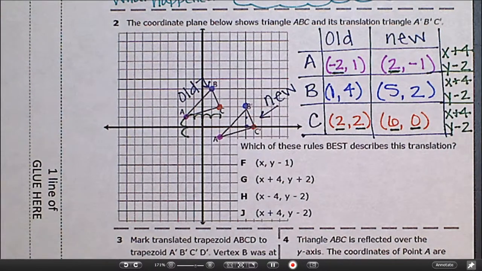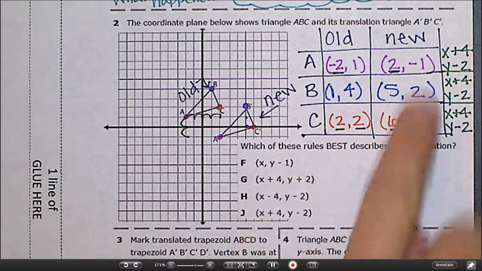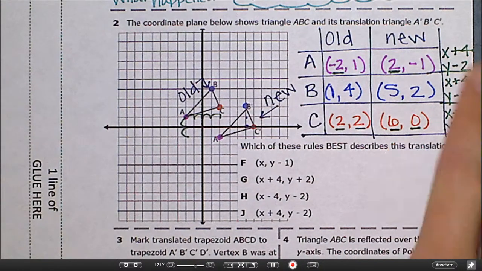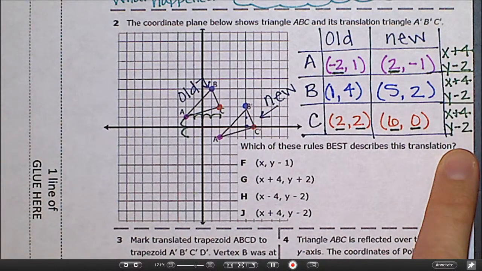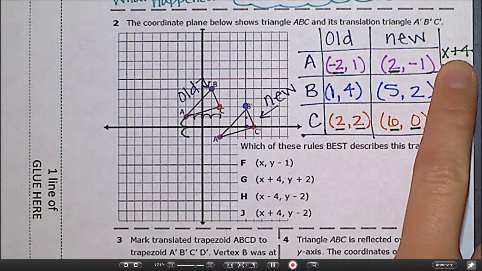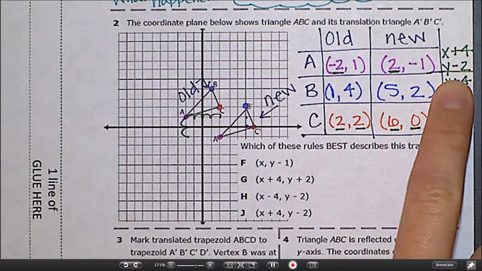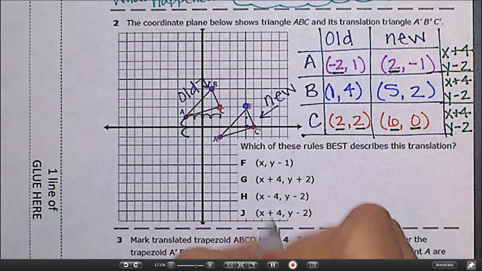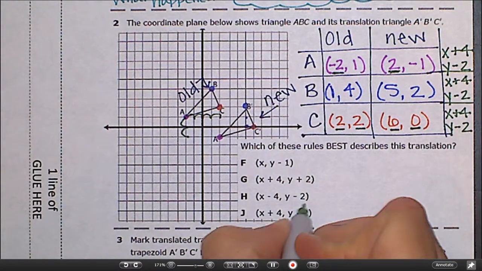And that's what's happening. That is our algebraic representation of what's happening in this problem. So it's not asking us for the new points. It was helpful for us to figure those out, but all it's asking us is, what am I doing to x? Well, I'm adding 4. And what am I doing to y? I'm subtracting 2. So that gives me x plus 4, y minus 2, which is choice J.